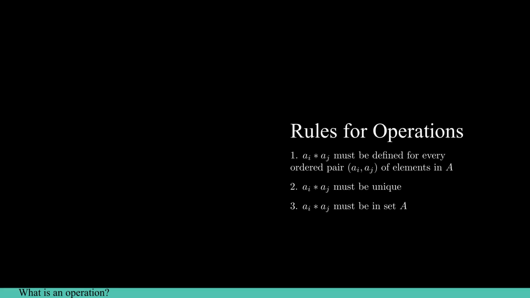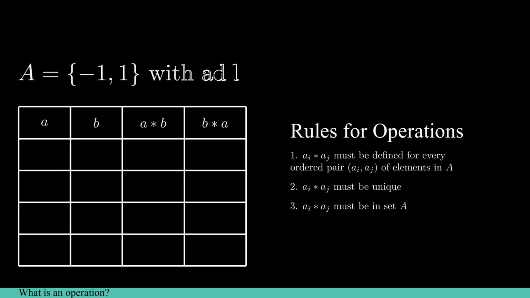Let's take a look at an example. Consider the set A containing the two elements -1 and 1. We can use a table to evaluate the outcomes of a particular rule. In each column, we'll list the value of A, the value of B, and the values of A operating on B and B operating on A respectively. In the example we'll cover here, A star B and B star A will be equal, but please note that this is not a requirement for operations.